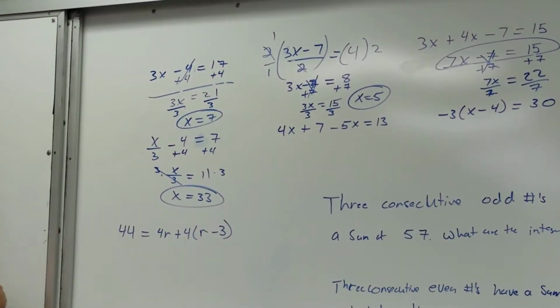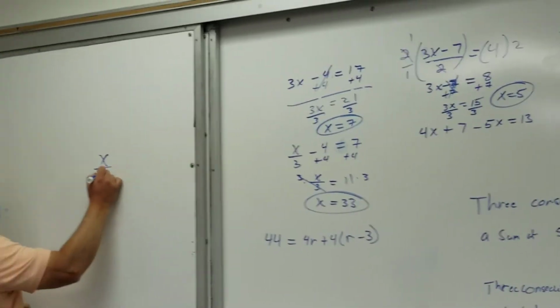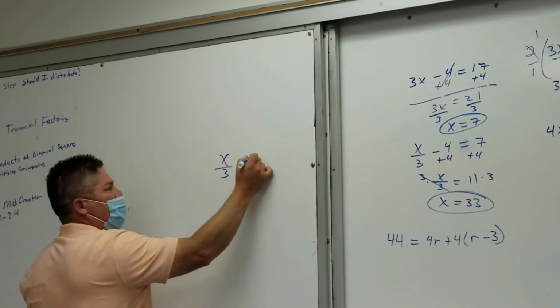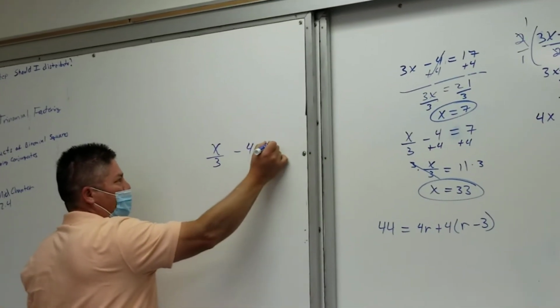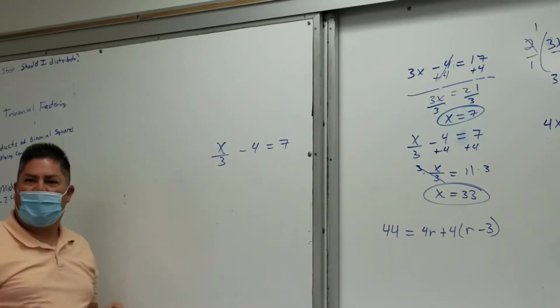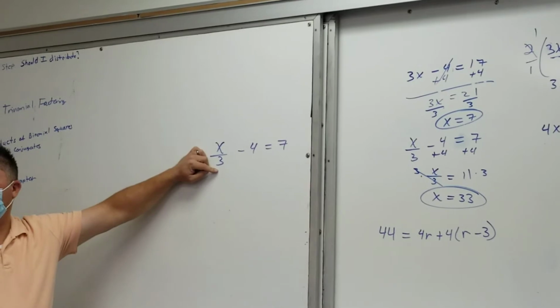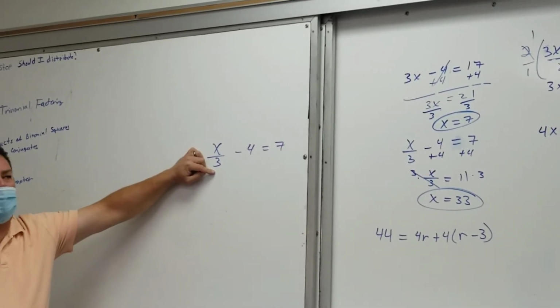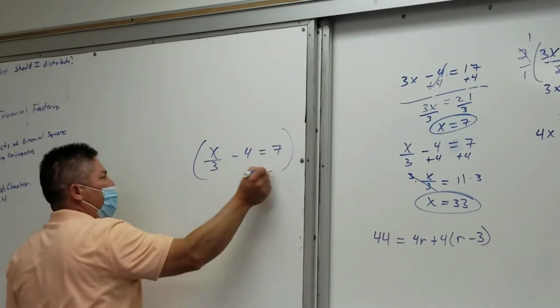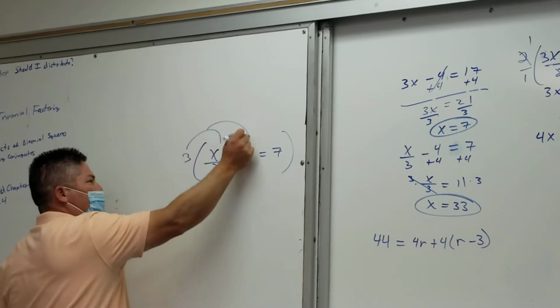By the way, could I get rid of this first? What if I had said this? And some people do this, I kind of do this every once in a while, honestly. I don't like having fractions, it makes my life more difficult, right? So how do I get rid of the fraction? Just times by what? 3. And I just distribute that.